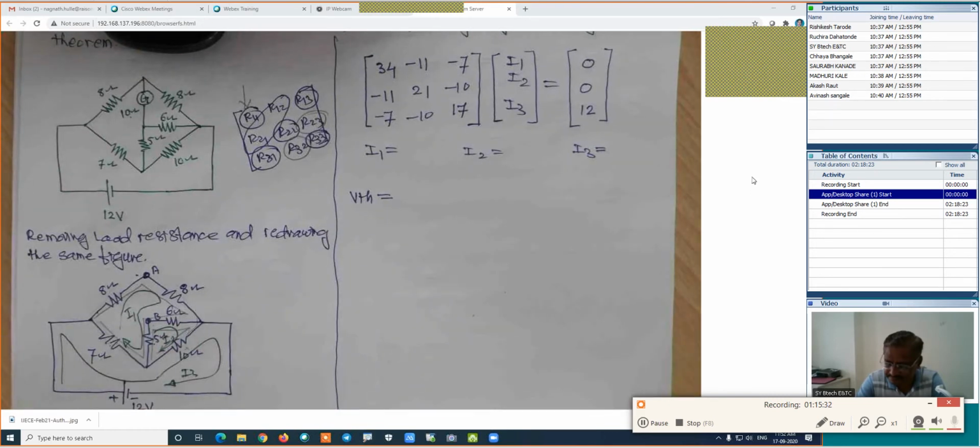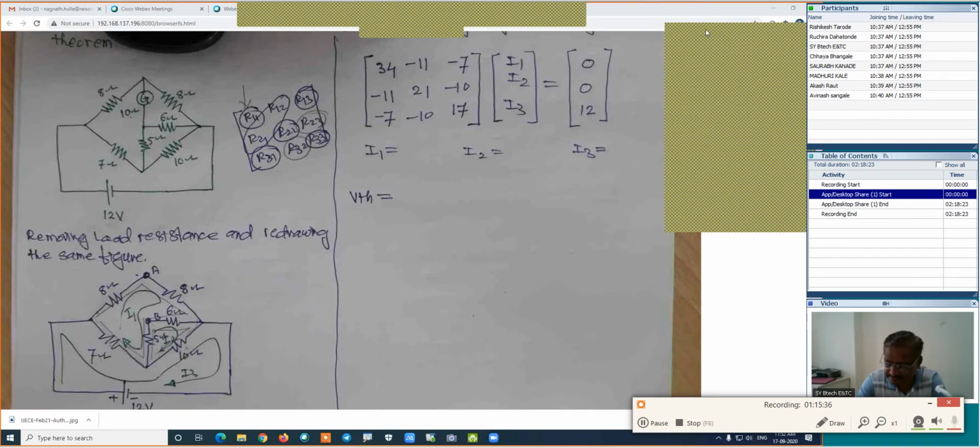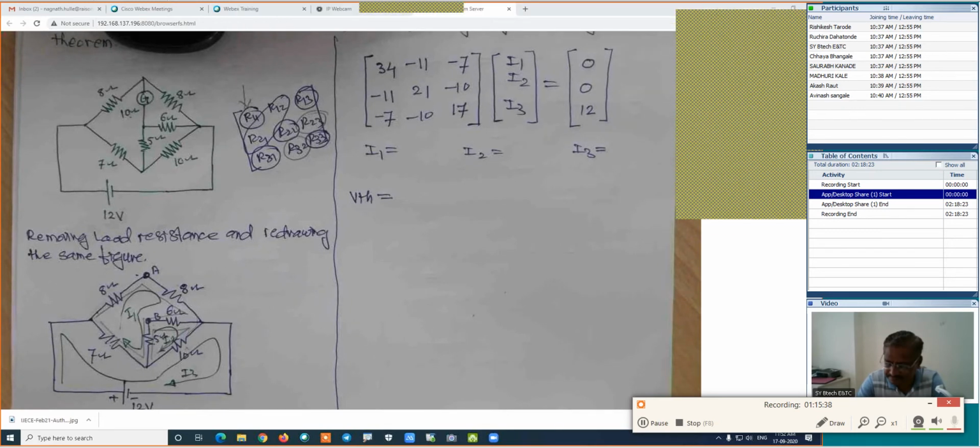If anyone has difficulty in this method, just raise your hand. I will clarify your doubt. I will come back to you. Akash, Avinash, Chaya, Madhuri, Rishikesh, Ruchira, Saurabh. Any doubt about this method? No, sir. No. Yes.